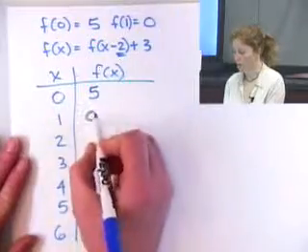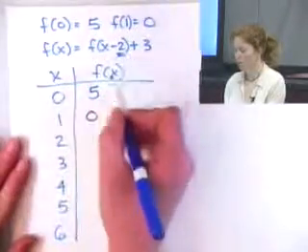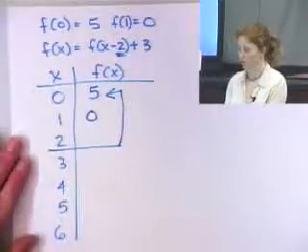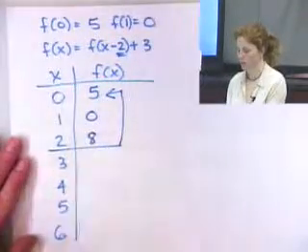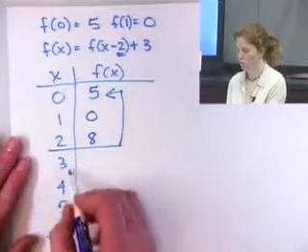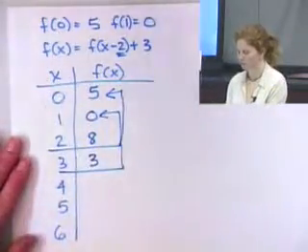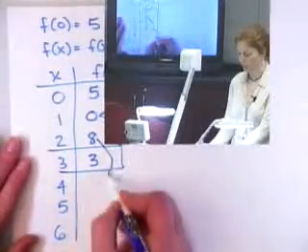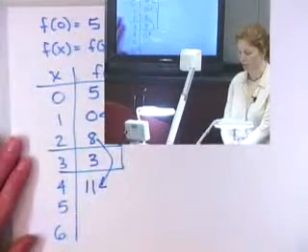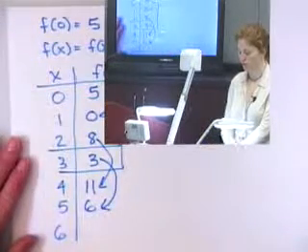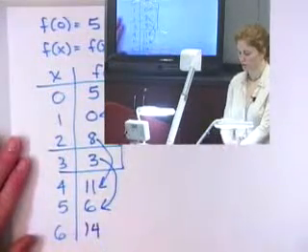So f of 1 is equal to 0. Now we use our formula. So f of 2 is now going to look back to f of 0 and add 3 to it. So that's going to be 8. The third one's going to look back to f of 1 and add 3 to that. So we'll repeat that process. So 8's going to add 3 to get the fourth one. And we're going to add 3 to 3 to get the fifth one, and so on.